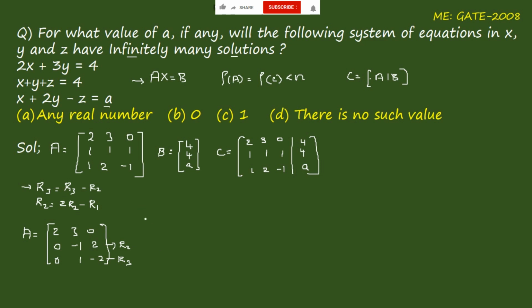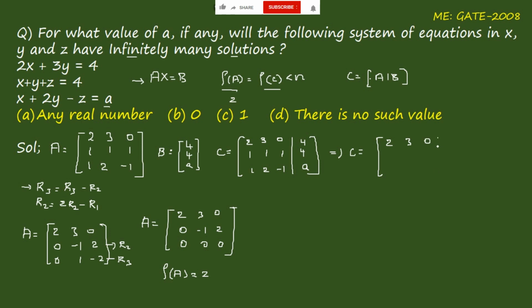So A becomes 2, 3, 0, 0 minus 1, 2, and 0, 0, 0, right? From this one we can see that rank of A is equal to 2. So here we got the rank of A as 2. Now in the case of C also, we should get 2, right? So by doing some elementary operations, we're doing the same operations here also. Then C is equal to 2, 3, 0. This is 4.